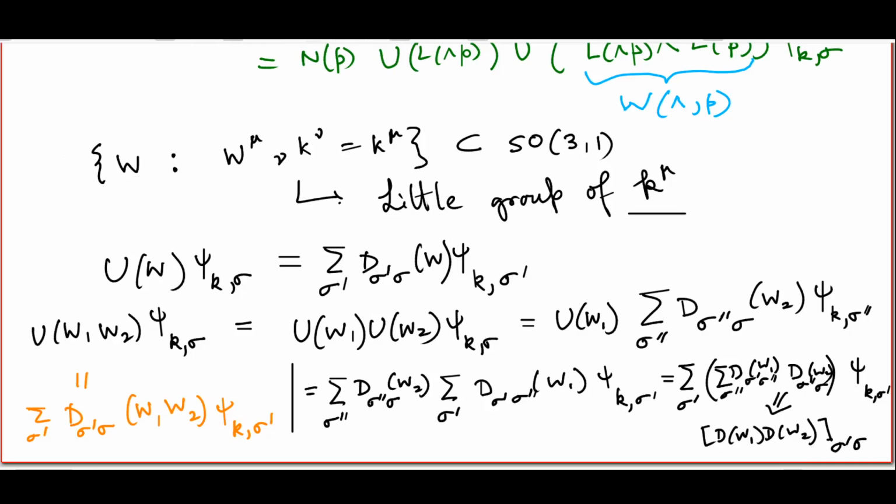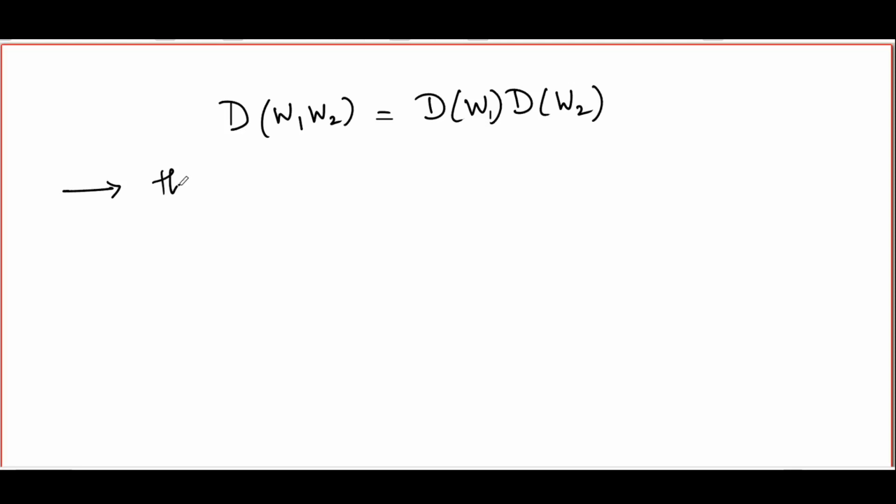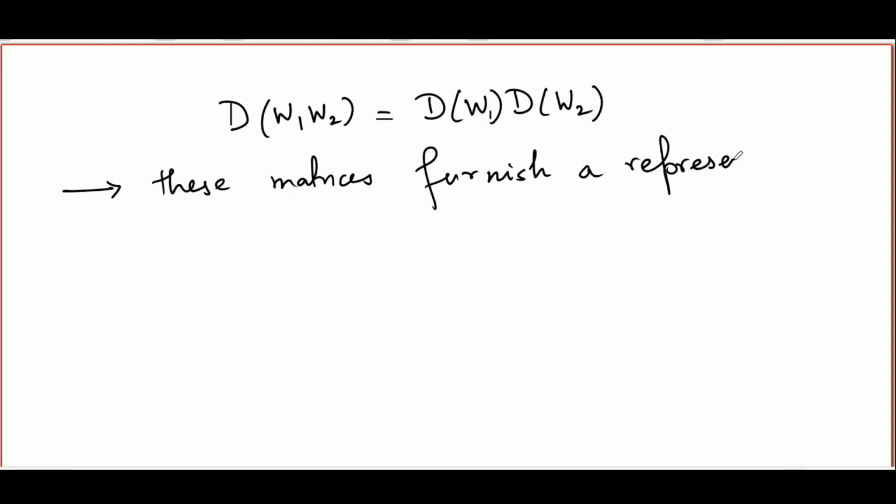So in the end what we have achieved is the following. These numbers d sigma prime sigma that we have written down are elements of matrices, and these matrices obey this result: d(W1 W2) is d(W1) times d(W2). In other words, these matrices furnish what in the jargon is called a representation, actually a matrix representation of the group which these W's belong to, which means of the little group.